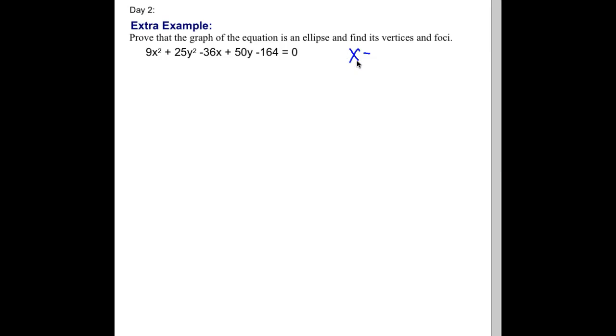X minus h squared over something. We'll come back to that. And then y minus k squared over something, and it equals 1. Okay. How do we know which one's which on the bottom?